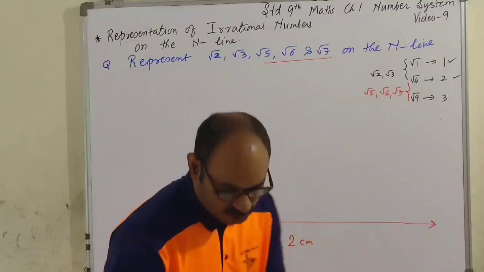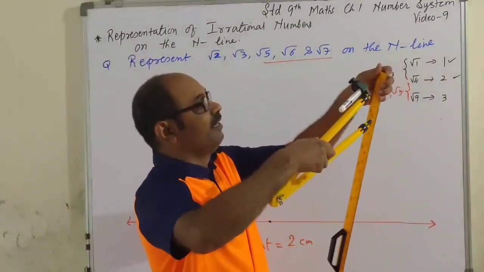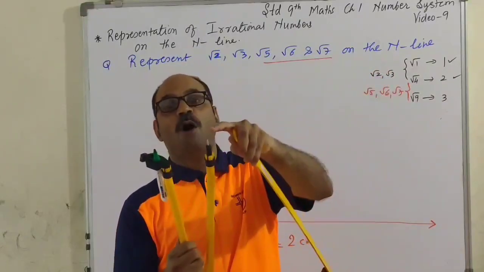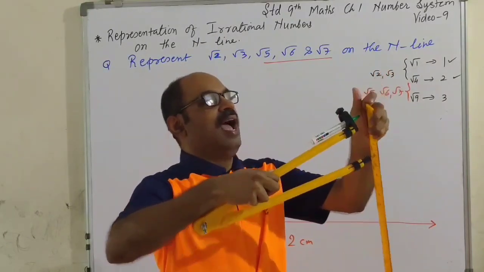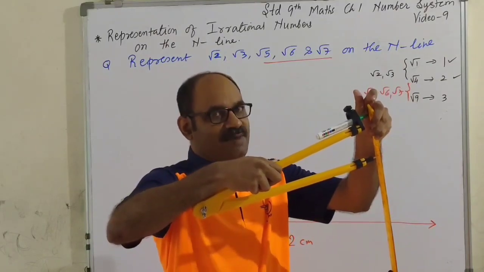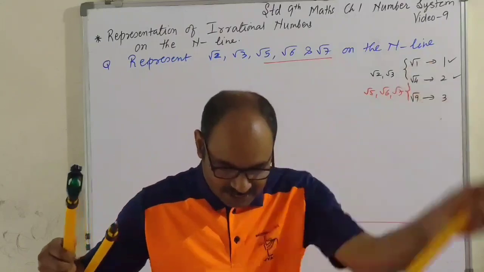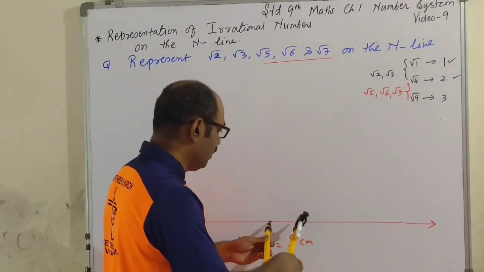Here it is. 2 centimeter. On the ruler you take 2 centimeter. This point you put on the 2 centimeter mark, and this pencil, for you it will be pencil. It should be on the first mark. Alright? Chaliye. Now, let's see.